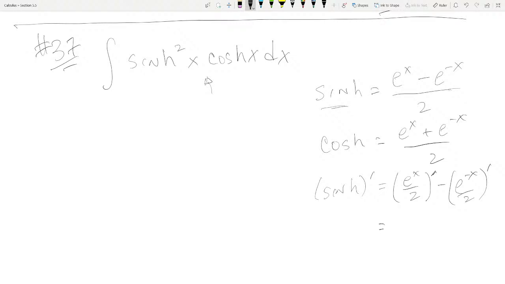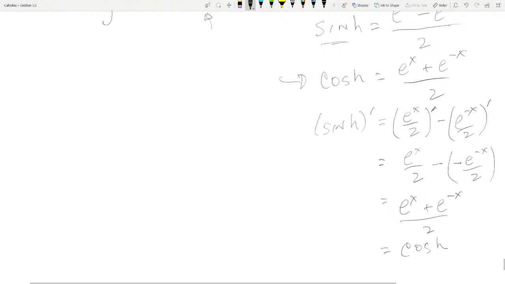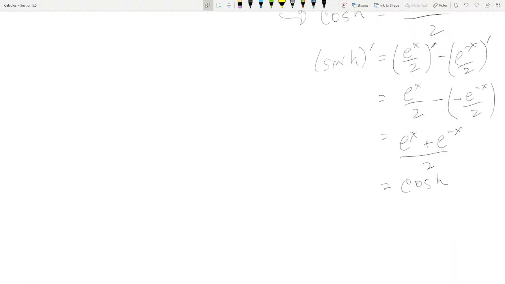And then when I do these derivatives, the derivative of e to the x is just e to the x. I just get e to the x over 2. And then here I have to be a little careful because I have a minus, but then on the inside I get the derivative of that term, e to the minus x over 2, is minus e to the minus x over 2. And so then that gives me e to the x plus e to the minus x all over 2, which happens to be the hyperbolic cosine. Look at that. And so the derivative of sinh is cosh, which matches up with derivative of sine is cosine.